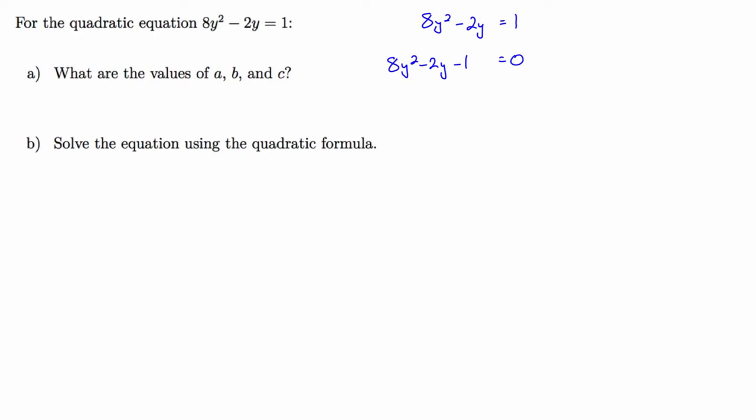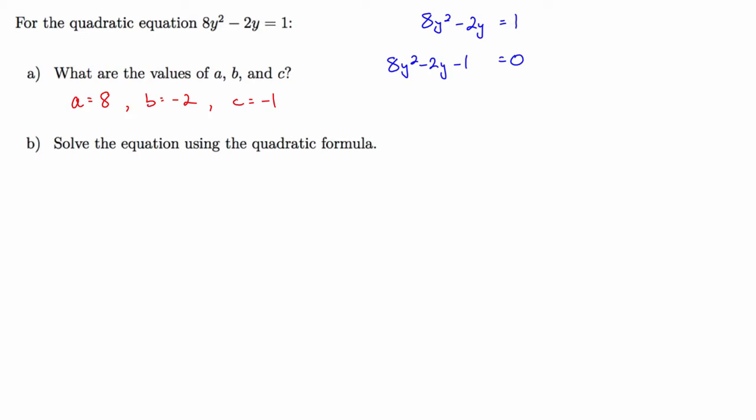You should notice by having moved the 1 from the right side over to the left side, it is now a negative 1, and we need to have the correct sign on each of the values. So for our particular equation, our a value is 8, our b value is negative 2, and our c value is negative 1. Now that the equation is set equal to 0 and we have our a, b, and c values, now we can solve the equation using the quadratic formula.